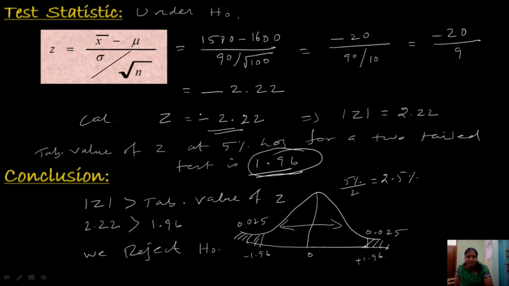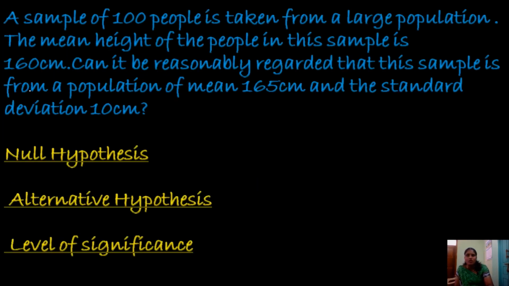The calculated value of Z is minus 2.2. Minus 2.2 is approximately here, isn't it? So it falls in the rejection region. That's why we reject the null hypothesis H null. Let me now move on to another problem.